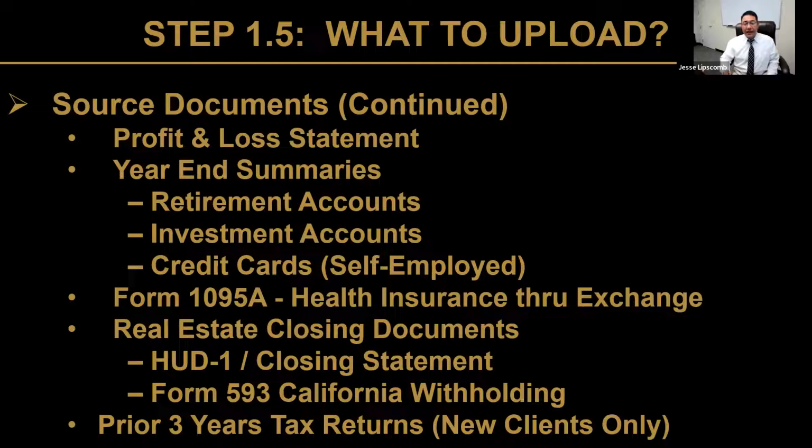Form 1095A for health insurance through an exchange. If you sold any real estate, the closing docs, the HUD-1, aka the closing statement, and California 593 for the withholding. Also, if you are a non-California resident and you have California withholding, the Form 592B would be nice to know how much California withheld against you, as well as if you're a new client, the prior 3 years tax returns. Now, I know that's a lot of information.